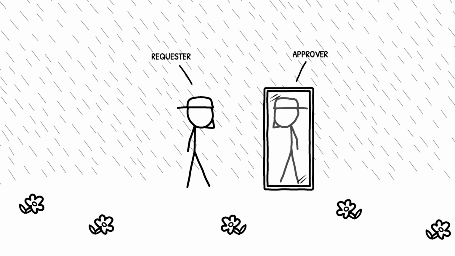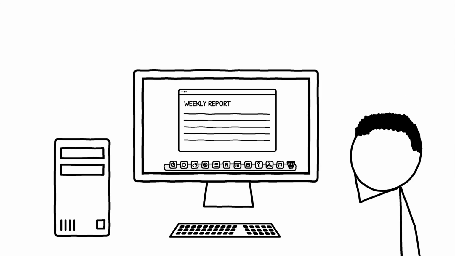In situations like this, we should introduce an appropriate compensating control to reduce the risk of error or fraud. A strong compensating control here is a periodic review by management, where a manager reviews a weekly report of all transactions where the same person both requested and approved and signs off that everything is valid.